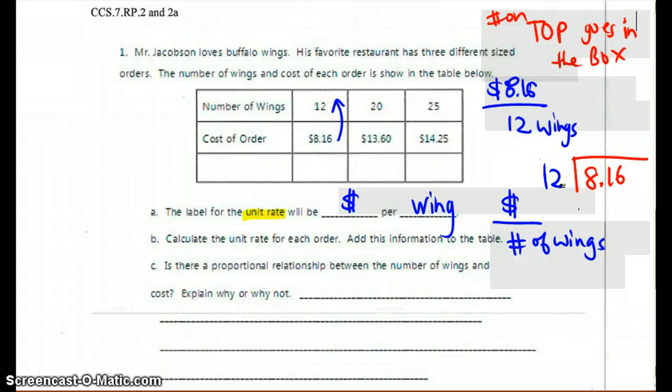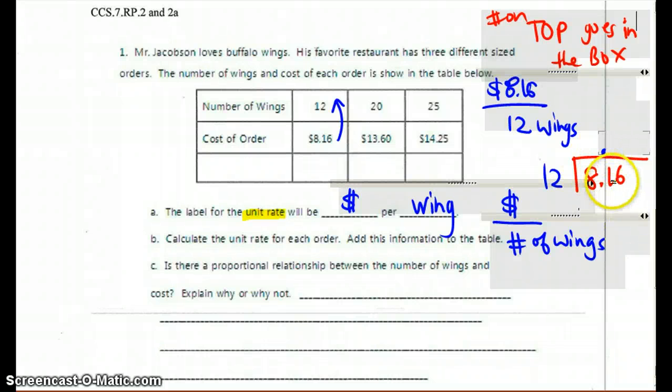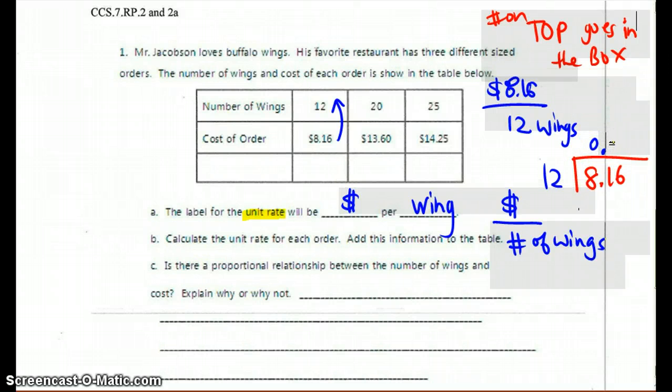For the Common Core standards, we actually do allow calculators. So it is good practice though to just divide it without your calculator. So I'm going to go ahead and do that.